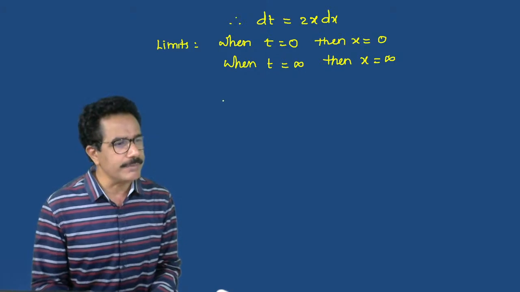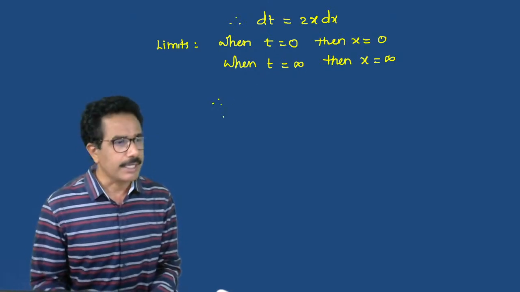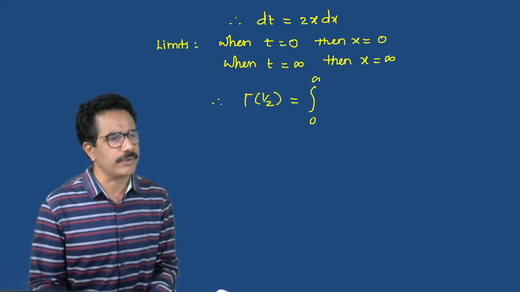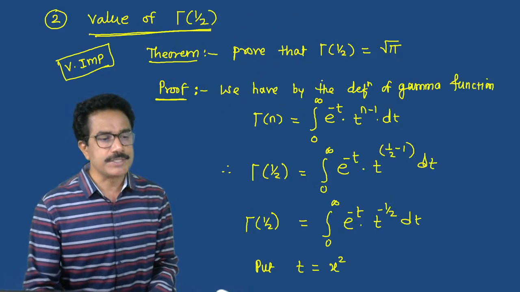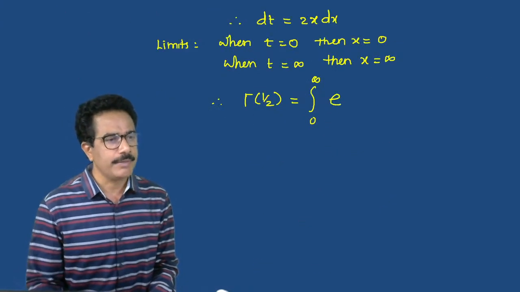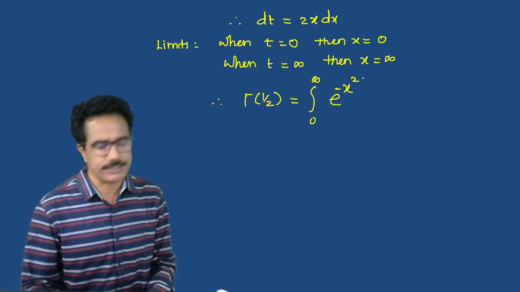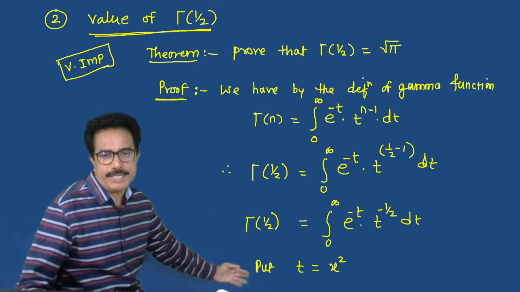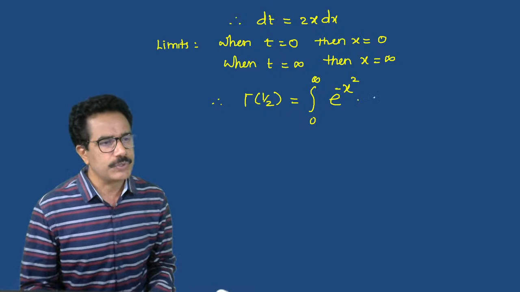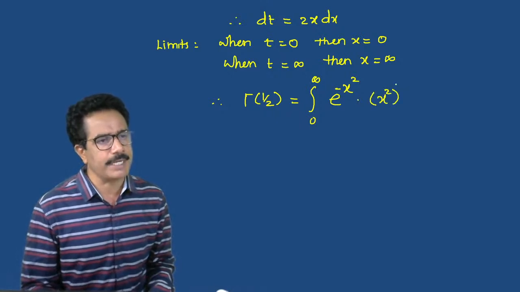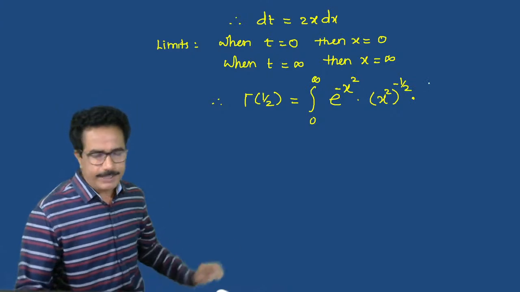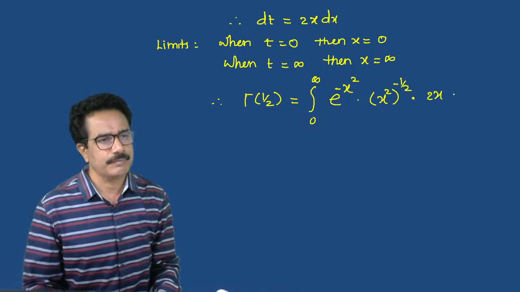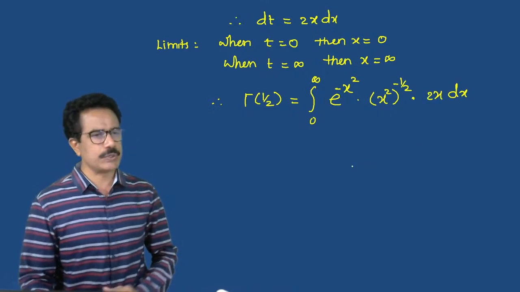So our integral becomes, therefore, gamma of 1 by 2, which is equals to integral from 0 to infinity. Now put e raised to minus t. T means x square. So we have to put in place of t, x square in both sides according to our substitution. So t means (x square) raised to minus 1 by 2. Again we can write dt means 2x dx.